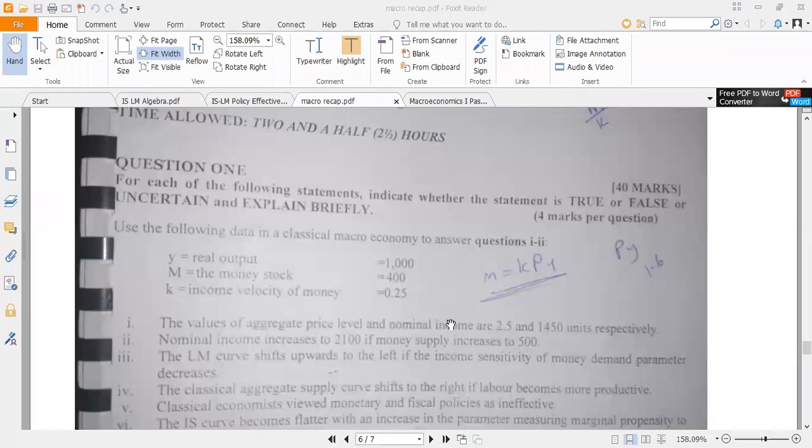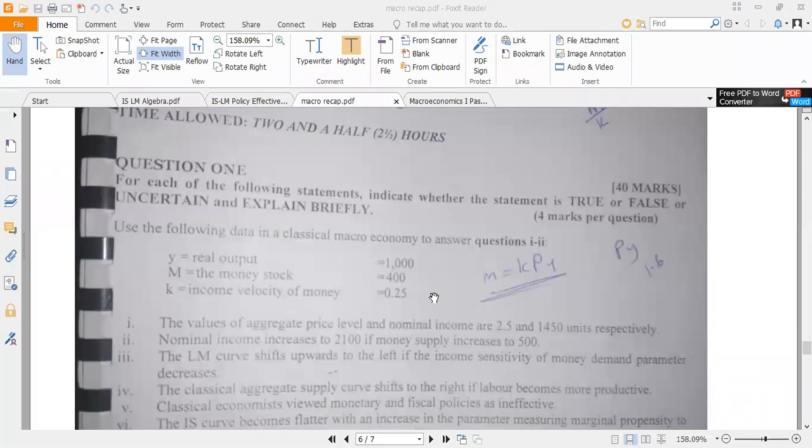Gideon. Please, with that question, can't you say uncertain? Which one? With the 5. Is it because of the marginal tax rate? Yeah.